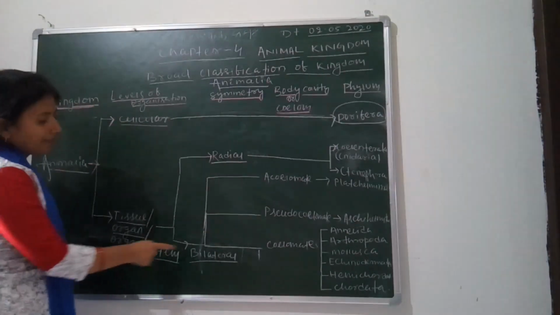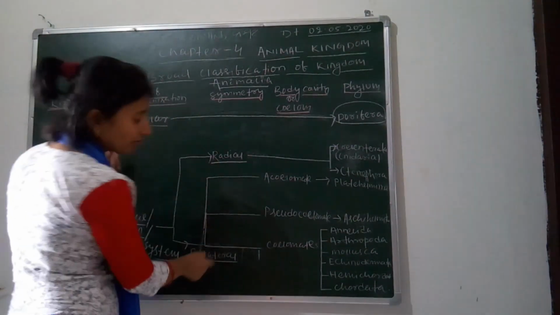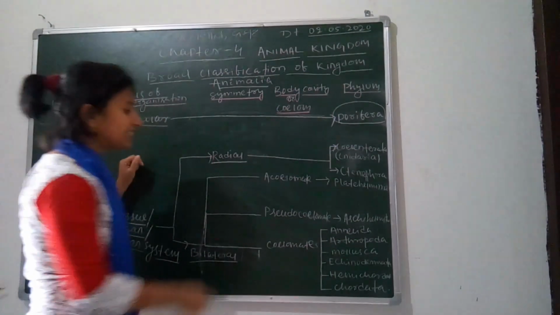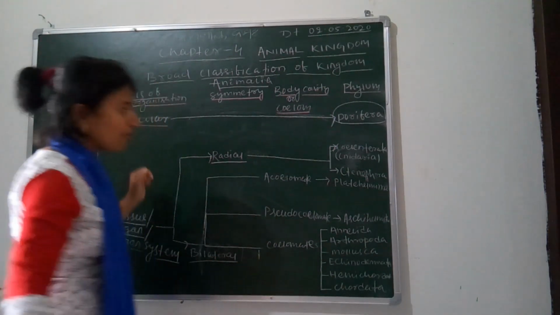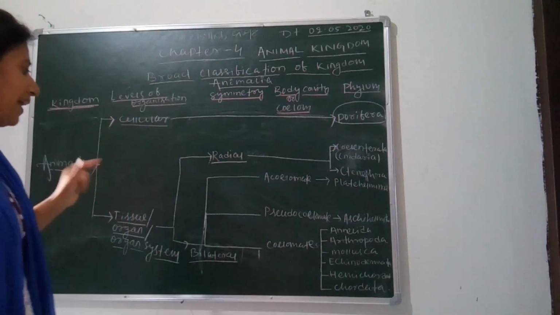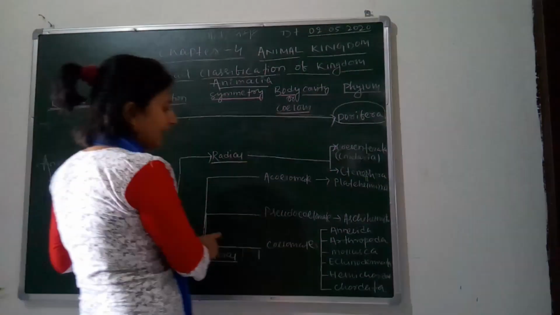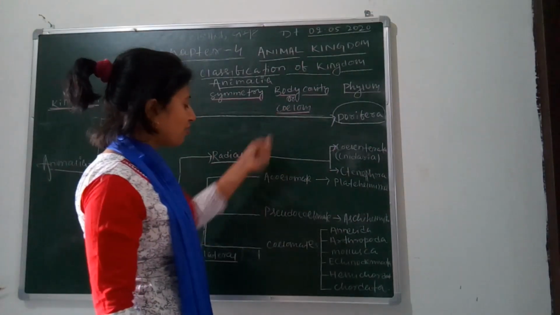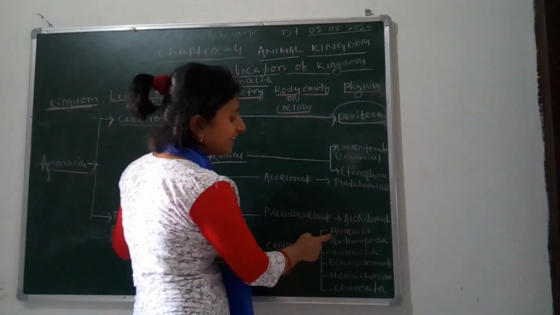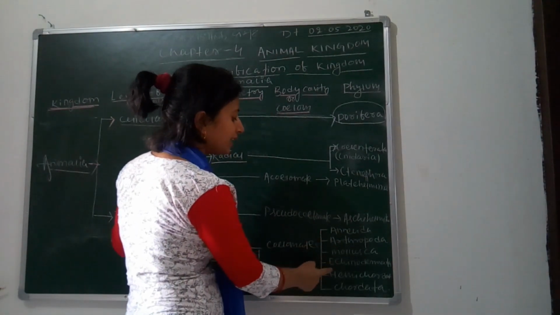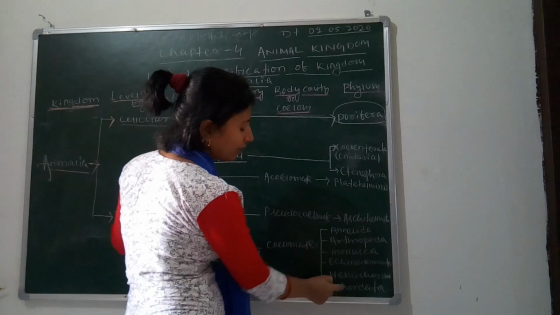Next is bilateral symmetry. Which animals show this type of symmetry? The animals showing bilateral symmetry are the coelomates, meaning those who have a coelom, a true cavity. They are Annelida, Arthropoda, Mollusca, Echinodermata, Hemichordata, Chordata.